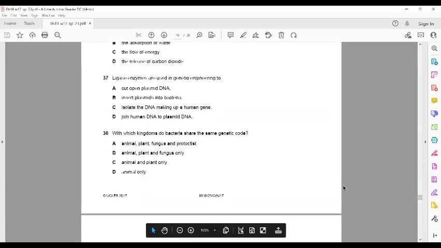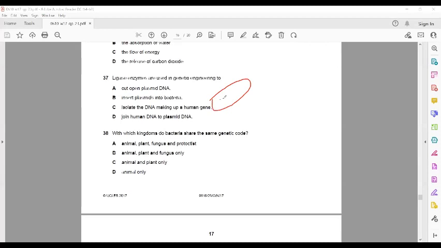And 37: ligase enzymes are used in genetic engineering to... For example, we have a bacterium and it has its own plasmid, then we have another DNA that we want to make some changes into. This is a bacterium and this is a plasmid of it. It is a DNA of the bacterium, which is circular. It has no ends, it's just circular.